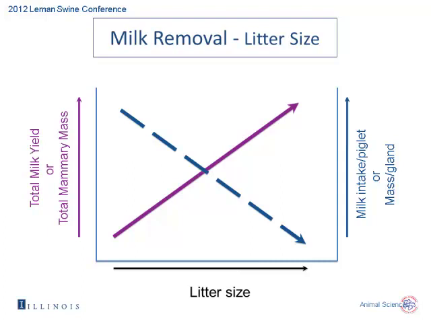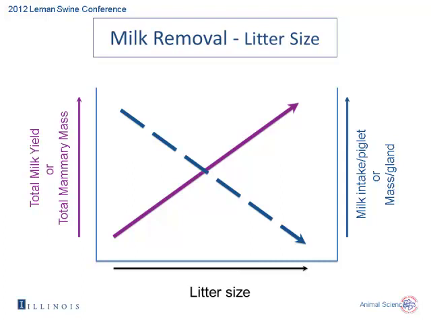But if you look at what happens per pig and per gland, again, remember this tight teat order, this pig is nursing this gland, so there's that relationship between those two, it's actually going down. So as you get more pigs on a sow, she gives more total milk, yes, but milk per pig is declining. She can't keep up and keep increasing her milk yield per pig.